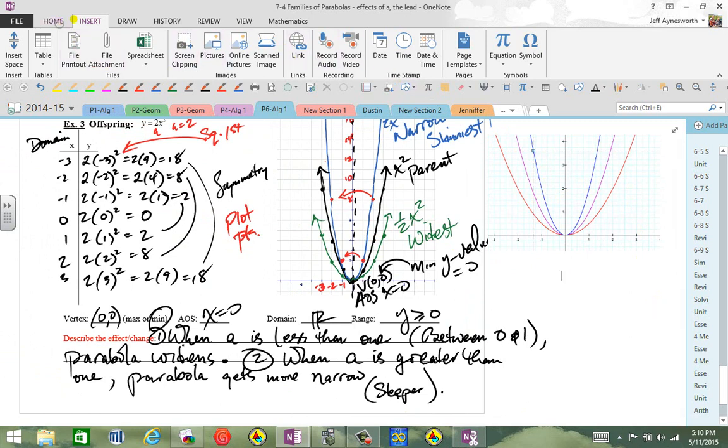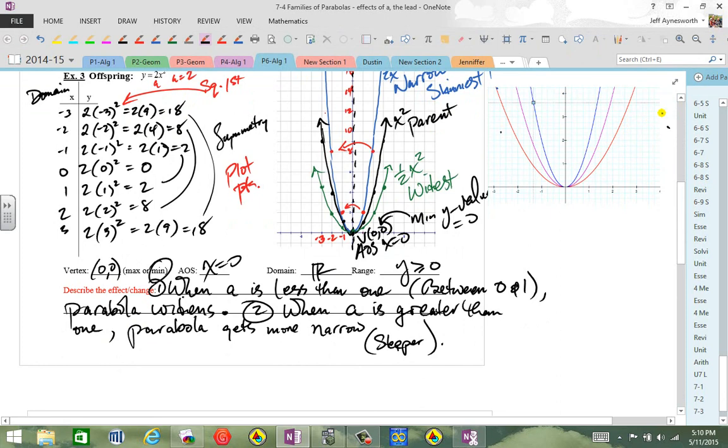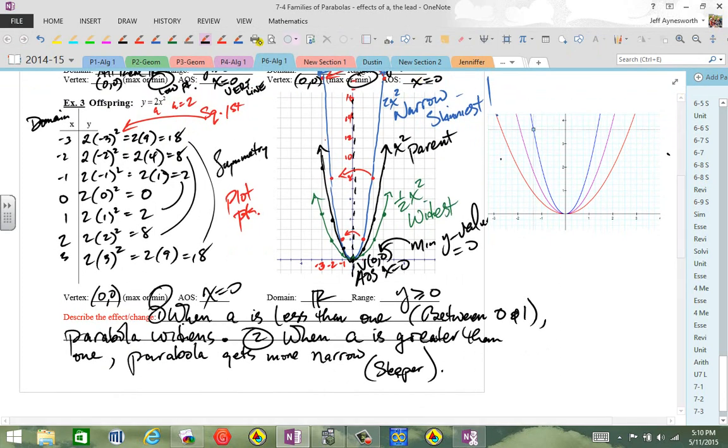So right here, hang on for a second. There we go. All right. So your parent function is x squared. Inside is 2x squared. It's more narrow, so this is narrow. All right, this is your parent. And this is 1/2 x squared here, and this is wider. Why? Because the 1/2, the lead coefficient, makes it wider.